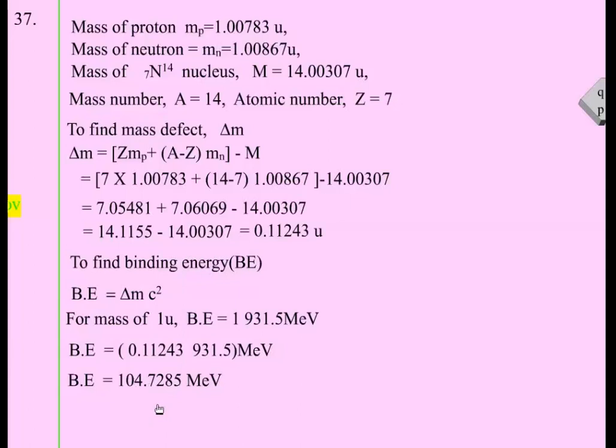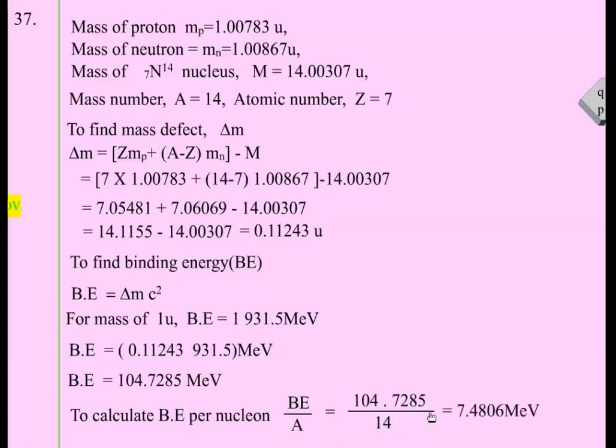To calculate the binding energy per nucleon, this has to be divided by the mass number, that is, binding energy divided by mass number. That is 104.7285 divided by the mass number, 14. This gives 7.4806 mega electron volt. So this is the binding energy per nucleon. Of course, here it is asked in mega electron volt, it's okay. If it is asked in joules, it has to be converted.